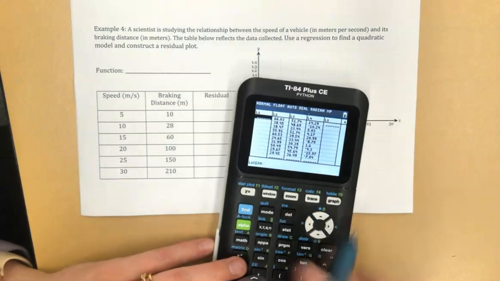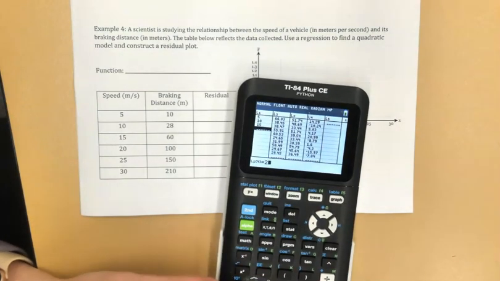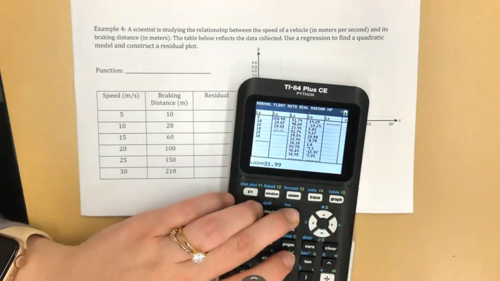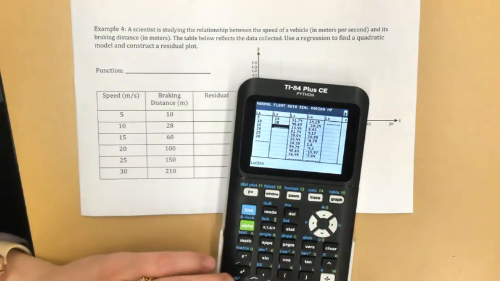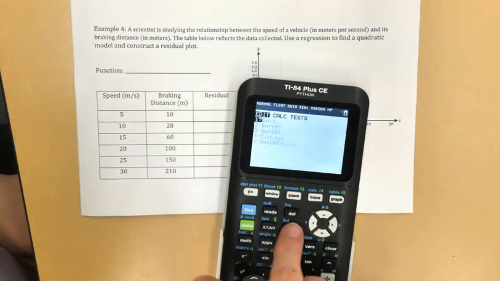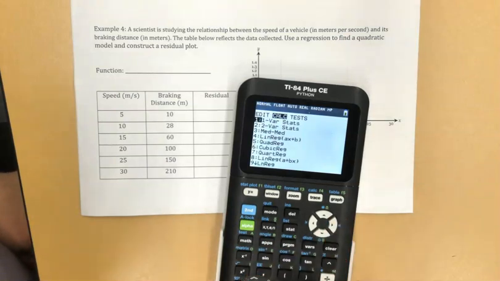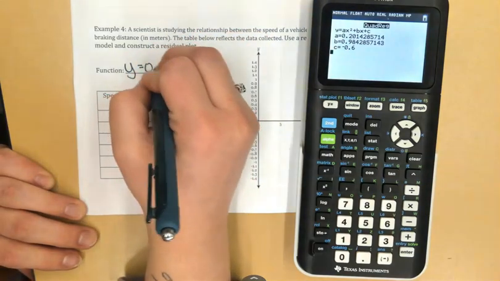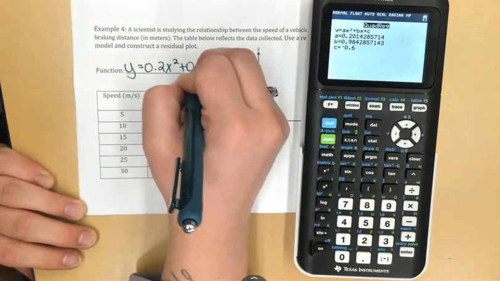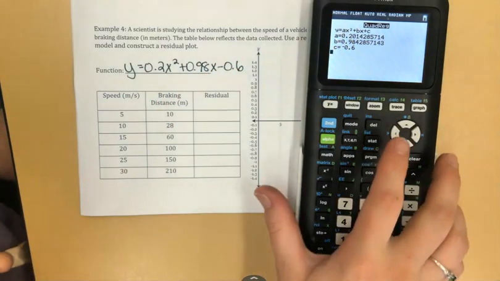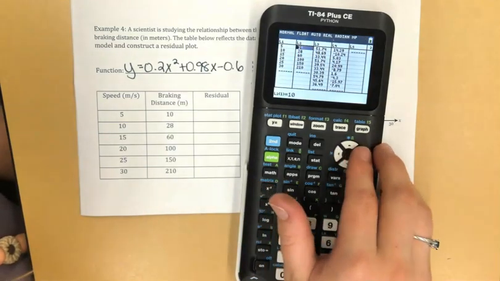So I am first going to put my X and Y values into list 1 and list 2. And then it tells me that I need to do a quadratic regression, so that is what I'm going to do. And my function is going to be y equals 0.2x squared plus 0.98x minus 0.6. That is the function I'm going to use to do my predicted values.